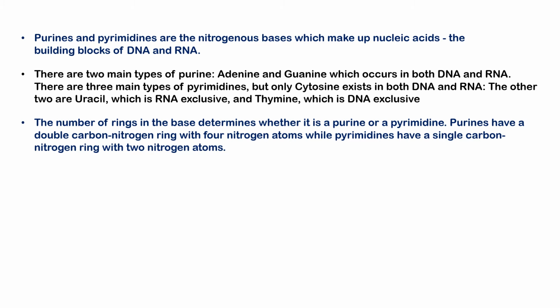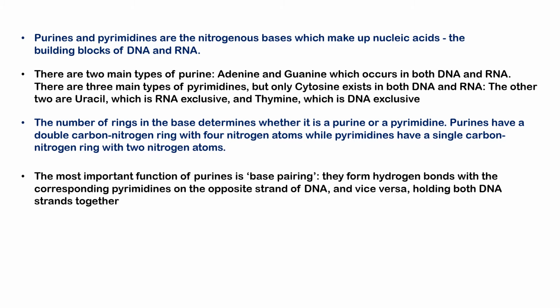The number of rings in the base determines whether it is a purine or a pyrimidine. Purines have a double carbon-nitrogen ring with 4 nitrogen atoms, while pyrimidines have a single carbon-nitrogen ring with 2 nitrogen atoms. The most important function of purines is base pairing.